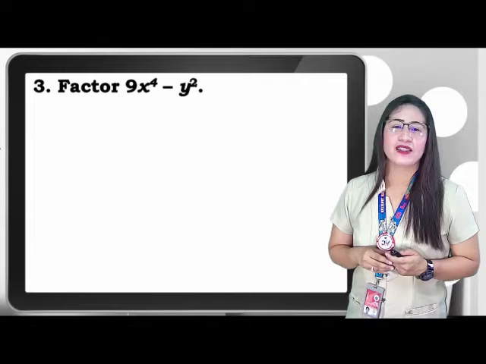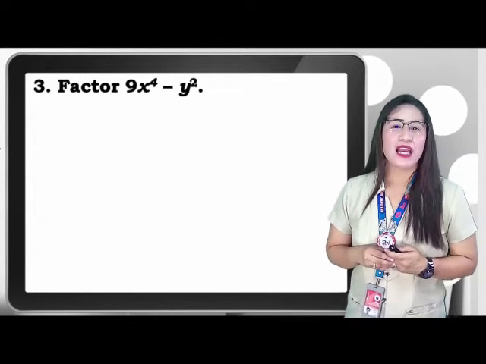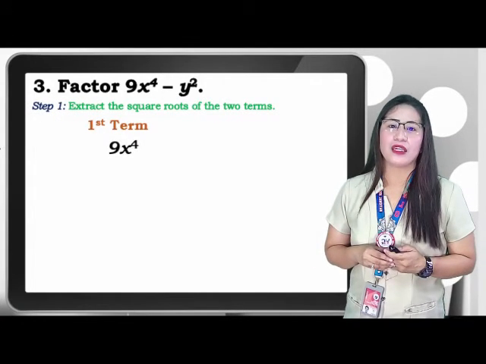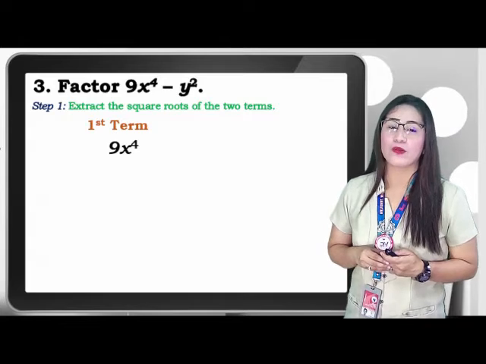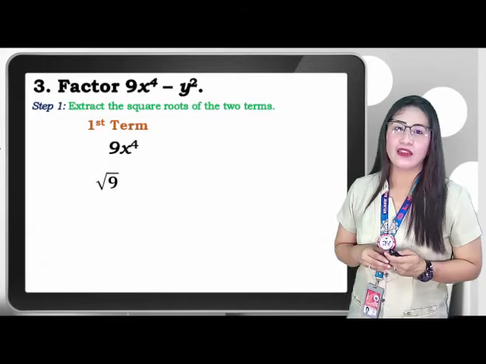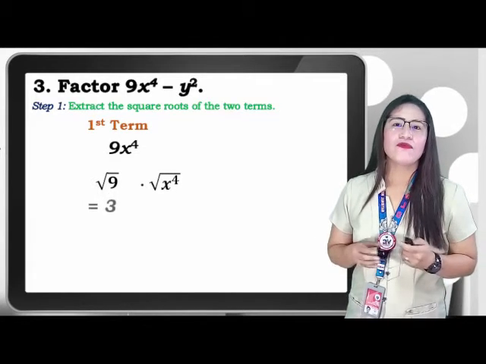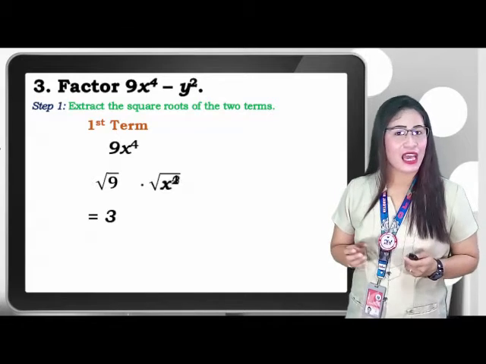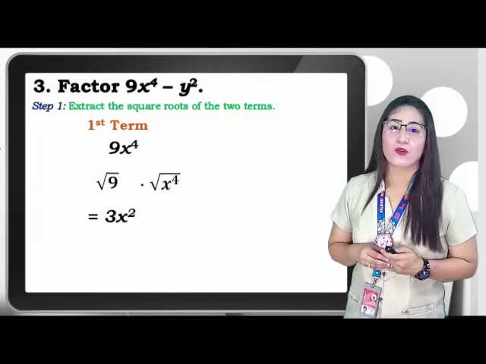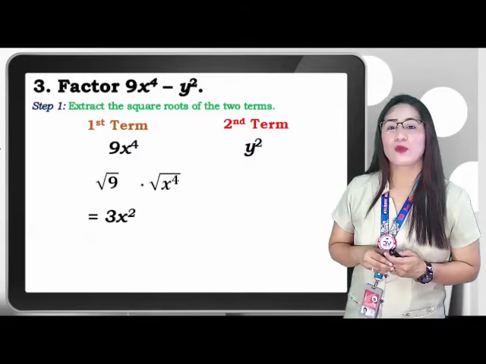Our third example is factor 9x raised to 4 minus y squared. Step 1. The first term is 9x raised to 4. To extract, it can be written as square root of 9 times square root of x raised to 4. Square root of 9 is 3. Then, square root of x raised to 4 is x squared. So, the result is 3x squared.